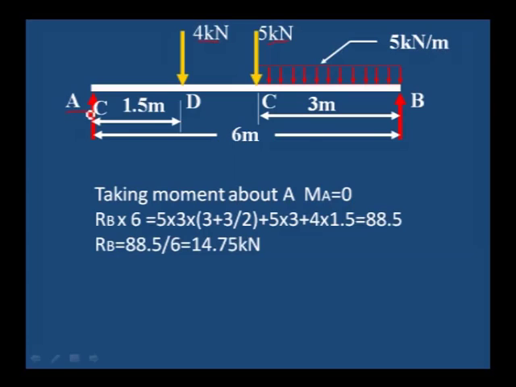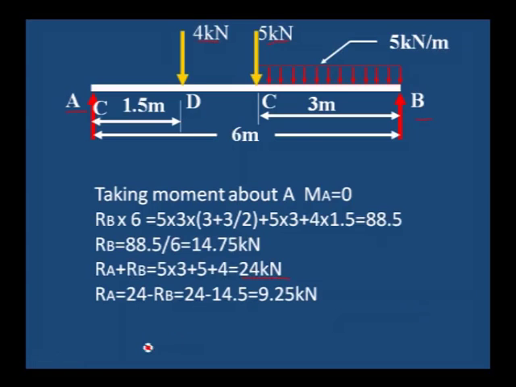Upward forces is RA plus RB. RA plus RB is equal to 5 into 3 plus 5 plus 4, that is 24 kilonewton. Therefore, RA is equal to 24 minus 14.75. This is the value of RA, 9.25 kilonewton. We have the values of RA and RB. By having the reactions and loads, we can easily calculate the shear force and bending moment. These are the values RA and RB.